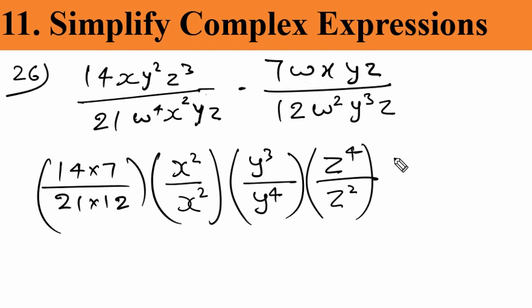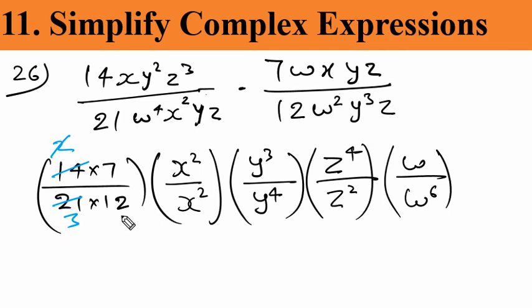What else do we have? W. So in the numerator only one w, and in the denominator you have w power 4, w power 2, so that will give you w to the power 6, right? Now it's easy. Simplify this, use the calculator. I have told you how to do that. I will just simply cancel. So 7 times 2 is 14, 7 times 3 is 21, and 2 times 6 is 12, right? So I will get 7 over 3 multiply 6 is 18.